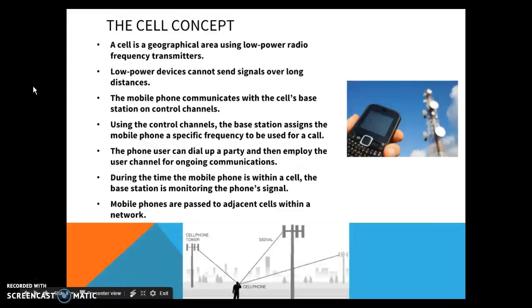The cell phone concept. A cell is a geographical area using low power radio frequency transmitters. Low power devices cannot send signals over long distances. The mobile phone communicates with the cell's base station on control channels. Using the control channels, the base station assigns the mobile phone a specific frequency to be used for a call. The phone user can dial a party and then employ the user channel for ongoing communications. While the phone is within a cell, the base station monitors the phone's signal. Mobile phones are passed to adjacent cells within a network.